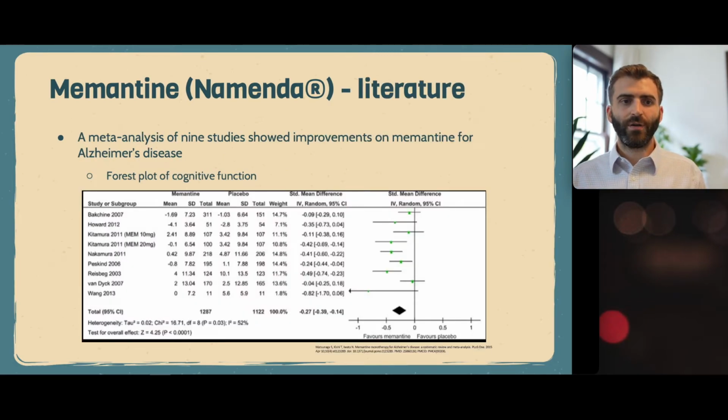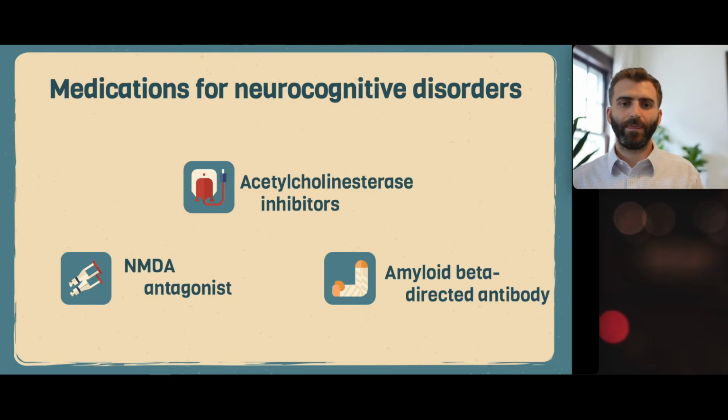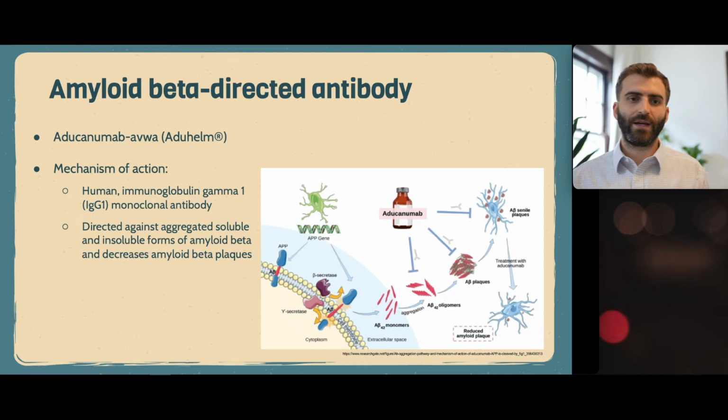Here's some literature, a meta-analysis of 9 trials that showed improvement with memantine for Alzheimer's disease. The improvement was relatively mild, but it did exist in many of the trials, so there is a mild improvement with memantine. The final med that we'll go over is an amyloid beta-directed antibody.